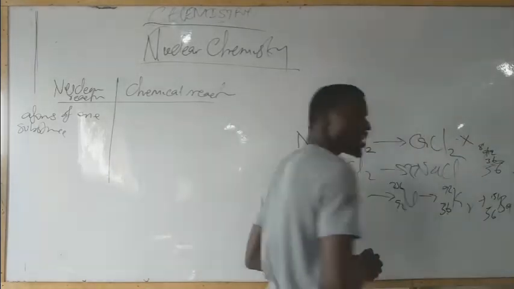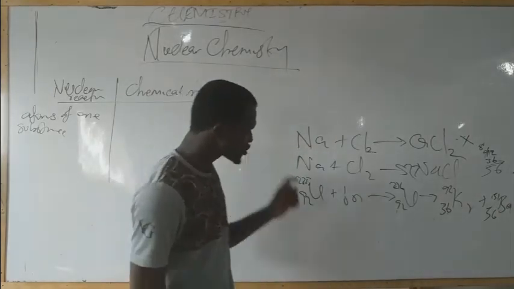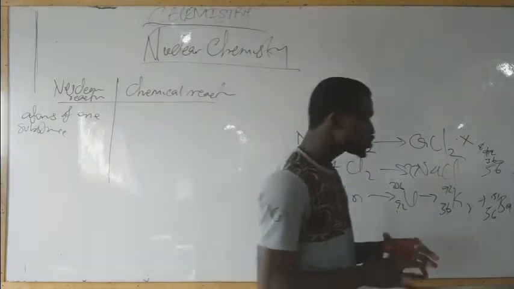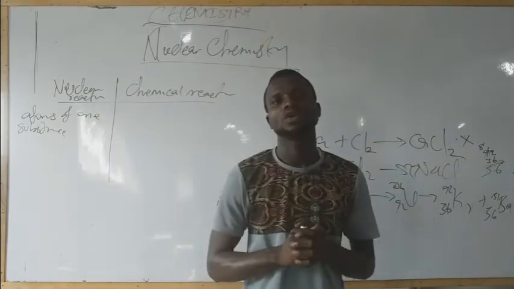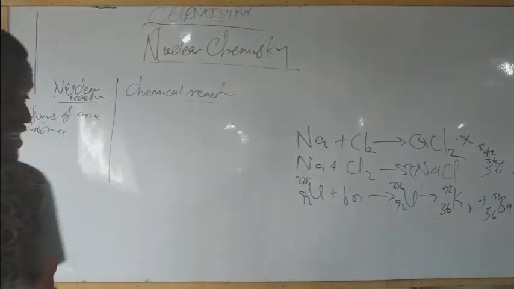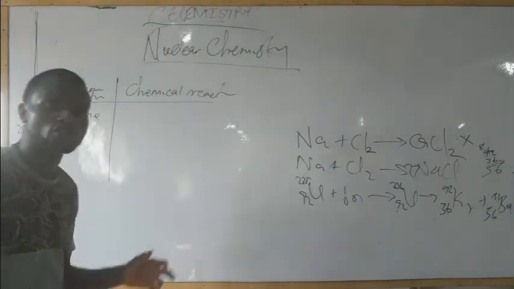Now when you look at this reaction here, uranium-236 has translated into entirely different atoms, which implies that atoms of one substance are converted into atoms of another substance in nuclear reaction, unlike the chemical reaction, where atoms are preserved.